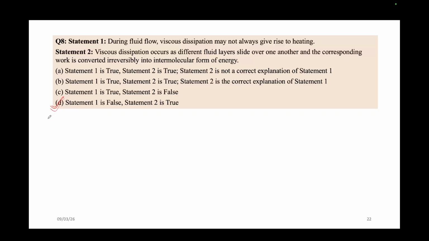So I think it is clear. Viscous dissipation is quite essential. You see, viscous dissipation is important in lubrication systems, like in the engine, there is lubrication. There are many systems where significant lubrication is required. In those cases, you will find this viscous dissipation.